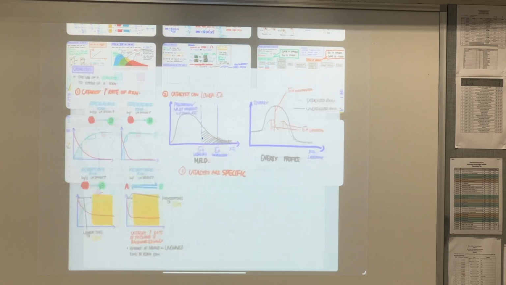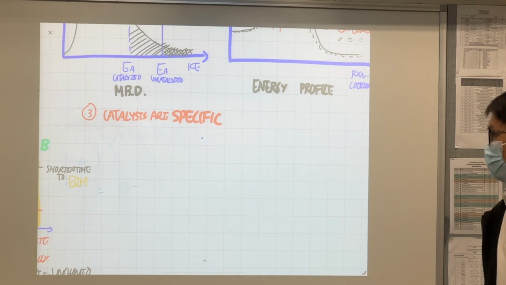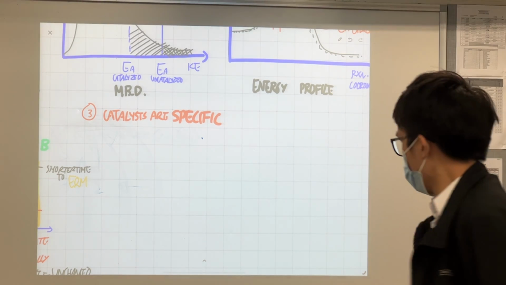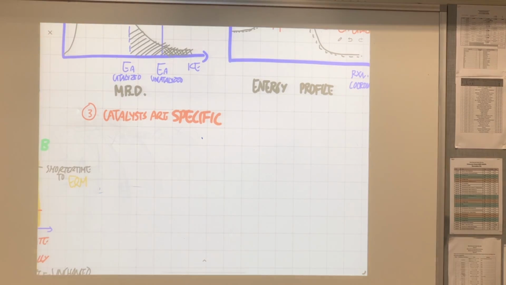Okay, so let's resume. Now, catalysts are specific. I want to check if you have all done revision on organic chem. How many reactions have we learned in organic chem that require a catalyst? Maybe you can tell me what those equations are. Then we will know it better.